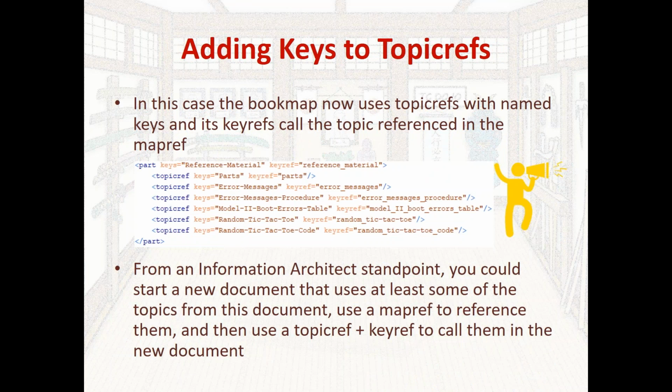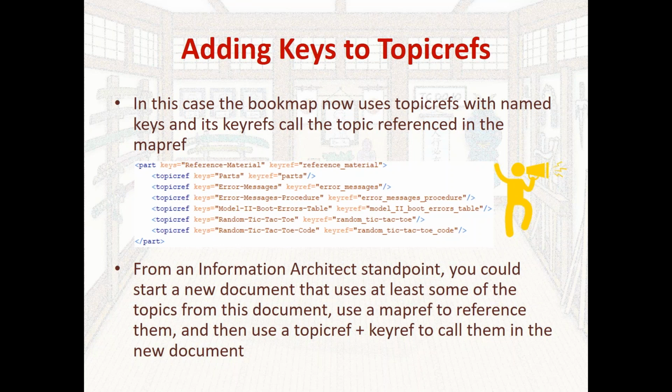So here's the example of what that then looks like. In this case, the book map now uses topic refs with name keys, and its conrefs then call the topics that are referenced in that mapref from earlier in the book map. Now, from an information architect standpoint, you could also start a new document that uses at least some of the topics from this document, use a map reference to reference them, and then use a topic ref plus keyref to call them in the new document.